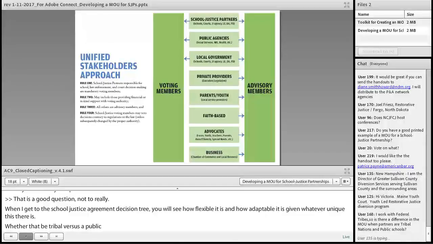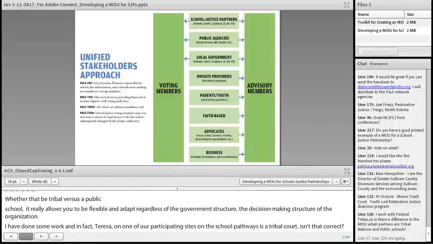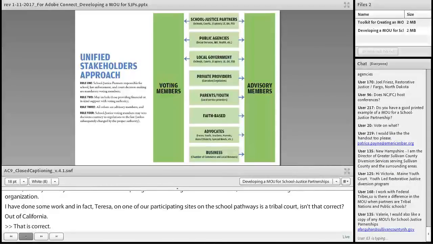of the organization. I have done some work, and in fact, Teresa, one of our participating sites on the school pathways is a tribal court. Isn't that correct, out of California? That's correct. Yes, and if I'm correct, in the analysis that y'all did in the recent study, even though I don't think it pointed out, I recall some comments on the side that that particular tribal court actually made some pretty good headway, if I read that right.